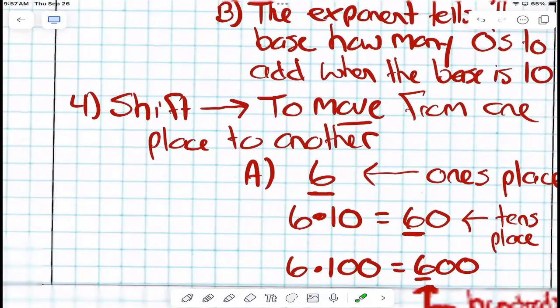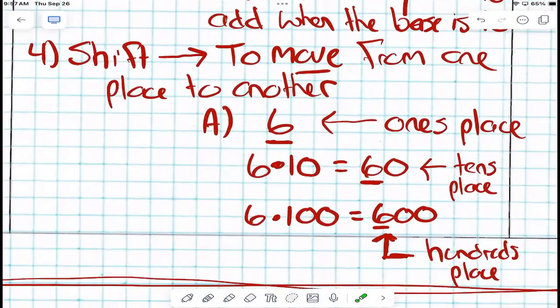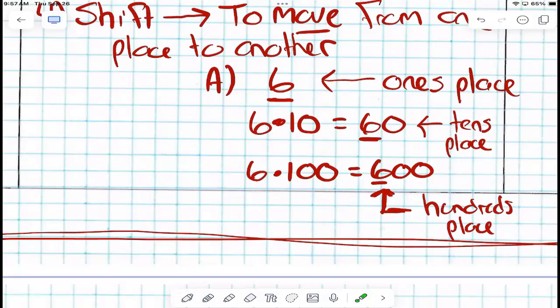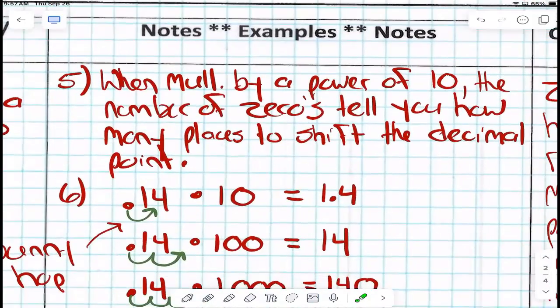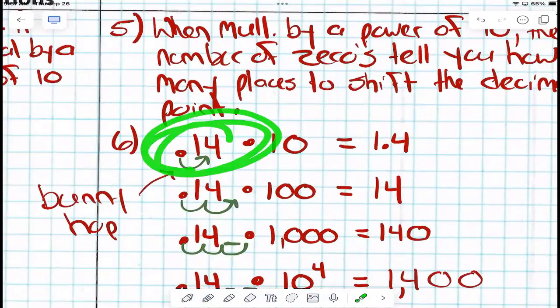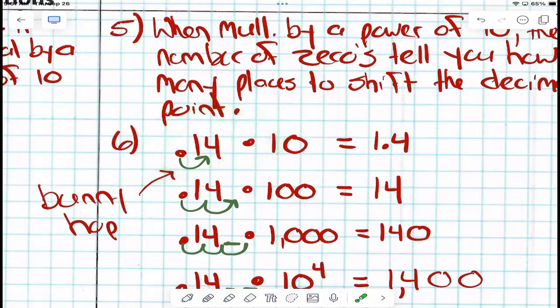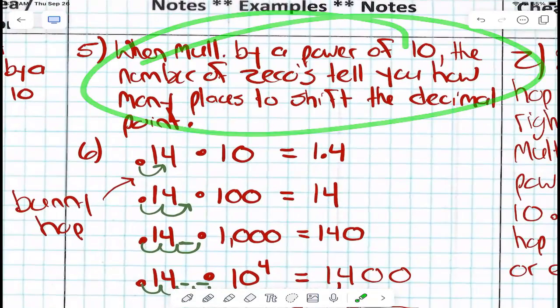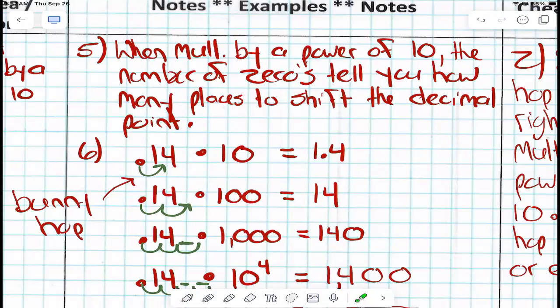Okay. Now, when we're shifting, we're moving from one place to another, right? So a decimal point can shift from one place to another. So can place values. What we mean by that, then, is we have this number. Can everyone say that number? 1400s, or 1.4.